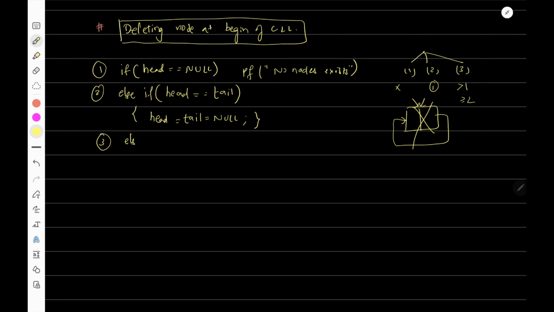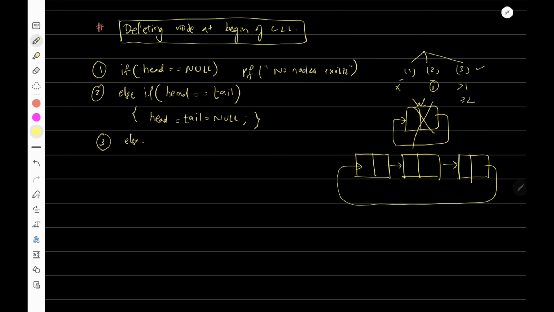In the third scenario, if the case is not the first or second, that is, there are multiple nodes in the linked list, how can we delete the beginning node? Let us take an example. This is the first node, second node, third node. So these are the three nodes, and this is how the connections are.